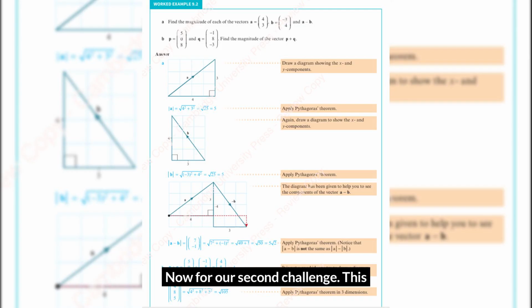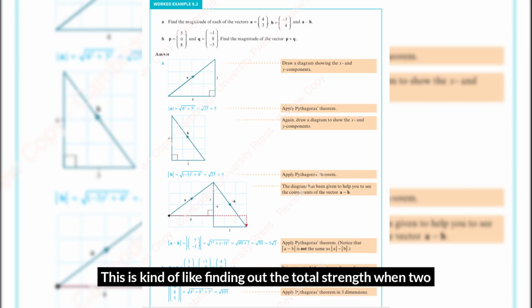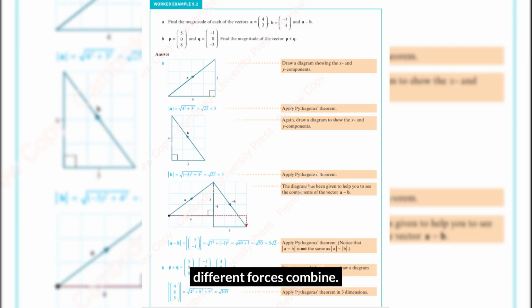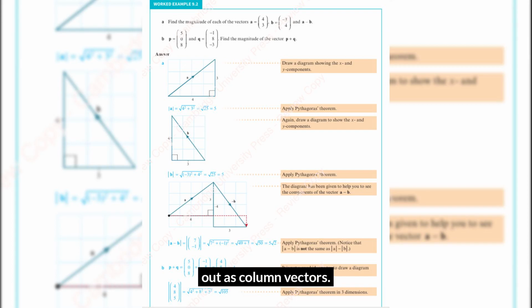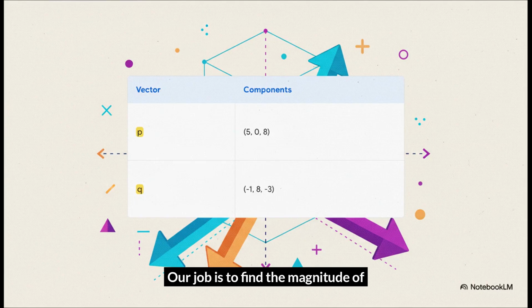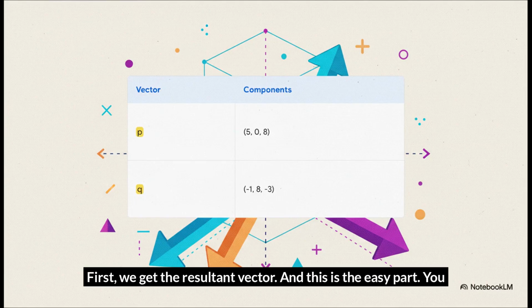Now for our second challenge. This time, we're not just adding vectors. We're going to find the magnitude, the length, the size of the resulting vector. This is kind of like finding out the total strength when two different forces combine. So we're given these two vectors in 3D, P and Q, written out as column vectors. Our job is to find the magnitude of what you get when you add them together.